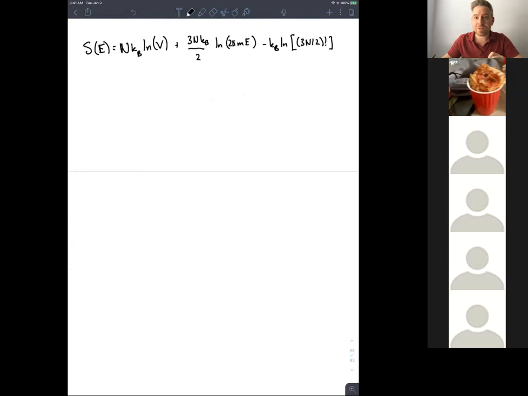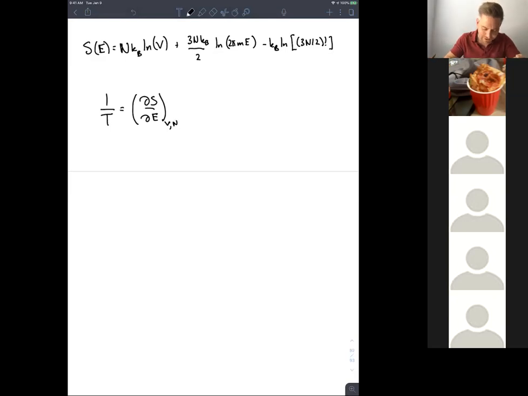So now we want to start calculating things like, what is the temperature of this ideal gas? What is the pressure of this ideal gas? What is the chemical potential of this ideal gas? And the way that you do this is you take this expression for your entropy and you just start taking derivatives. So for example, we know that 1 over the temperature should be equal to the derivative of the entropy with respect to energy at constant volume and particle number.